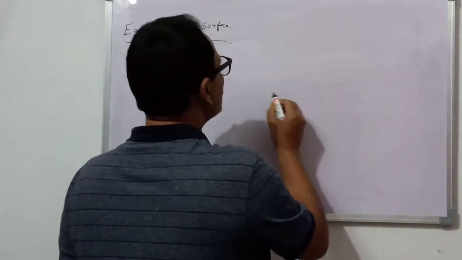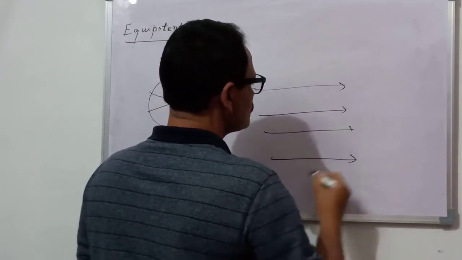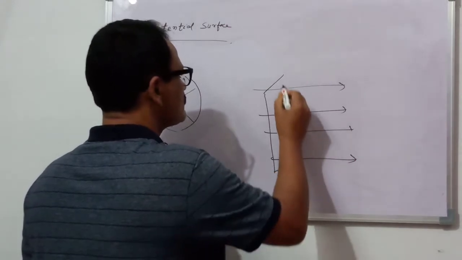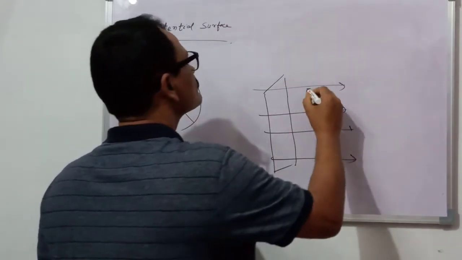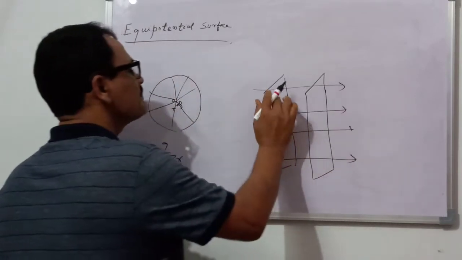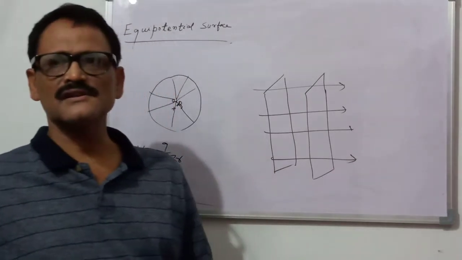Similarly, for the uniform electric field, the surface is this surface and this surface. This surface is equipotential and this surface is also equipotential.